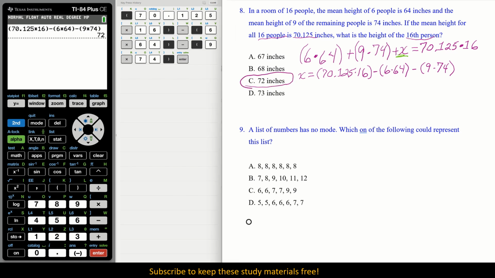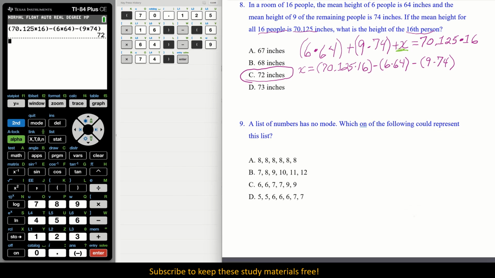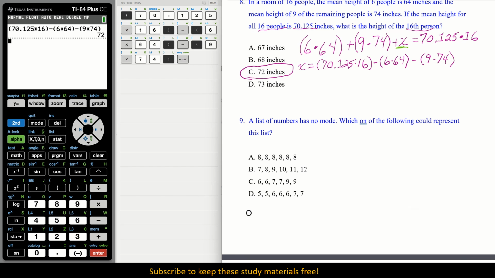Okay. All right. Again, if you're not sure about what I just did, stop the video, pencil it out, put it in your calculator, and justify it for yourself so you understand when you get hit with one of these questions. That's a good question for a test, just to see if you know what it means, what it's about. Okay. All right. Now, let's look at number 9. A list of numbers has no mode.